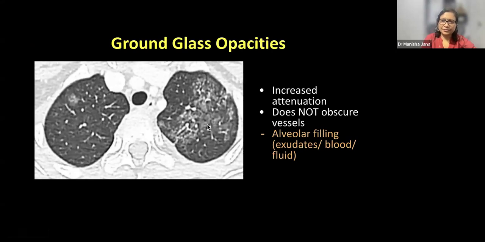Now this can result from any alveolar process, maybe due to exudates, alveolitis, or it can be fluid, or blood, anything. And an extension of this, when it becomes much more dense, gives rise to consolidation, when it starts to obscure the surrounding vessels. So you can just imagine if this density becomes a little more, it will become consolidation.